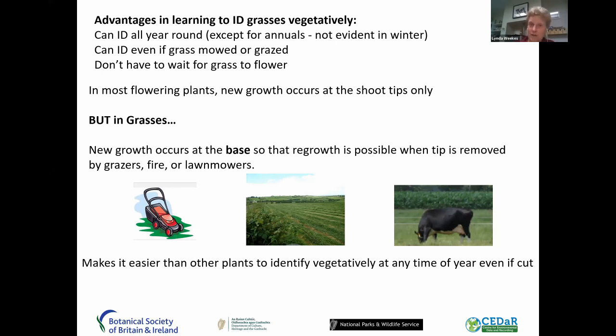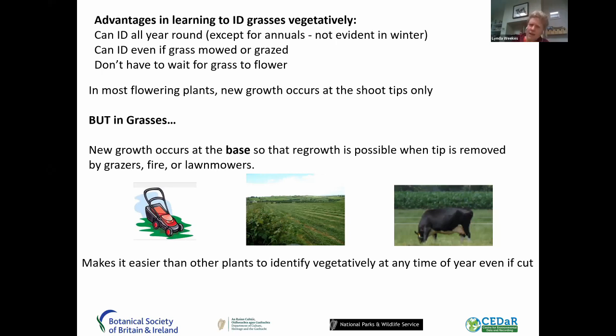It also means that you can identify grasses all year round. So if you're an avid botanist getting out in the wilds and wet and wind of winter, you can still be botanizing, which is brilliant. In the summer, very often grasslands are mowed or grazed, so you can still identify them even when they're grazed and have their heads cut off. That's really good, and we don't have to wait for grasses to flower.